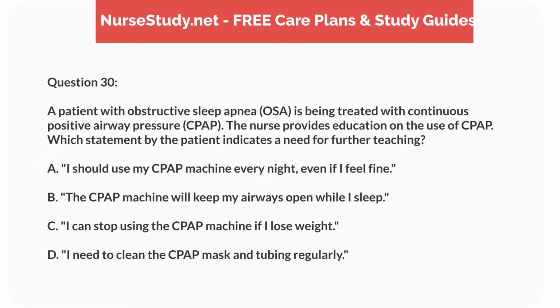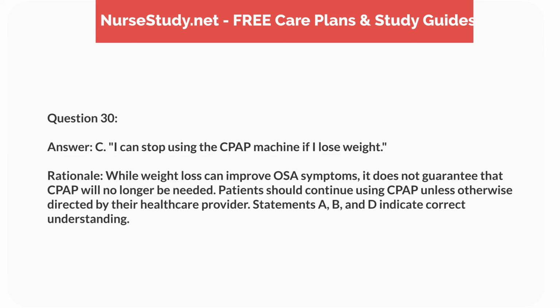Question 30. A patient with obstructive sleep apnea, OSA, is being treated with continuous positive airway pressure, CPAP. The nurse provides education on the use of CPAP. Which statement by the patient indicates a need for further teaching? A. I should use my CPAP machine every night, even if I feel fine. B. The CPAP machine will keep my airways open while I sleep. C. I can stop using the CPAP machine if I lose weight. D. I need to clean the CPAP mask and tubing regularly. Answer: C.